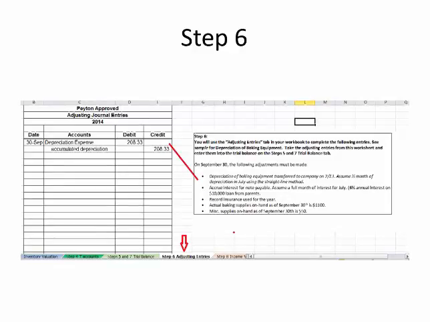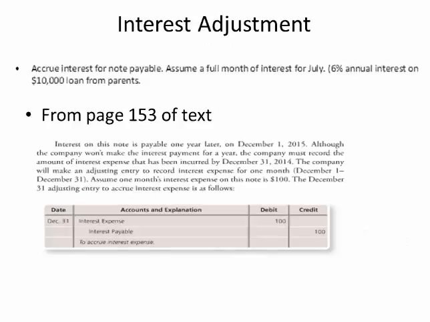Step 6 has you preparing adjusting entries. On the Step 6 page, you'll see the list of adjustments that need to be made. You'll also see that the first adjustment has been done for you. So let's take a look at the other adjustments. First is the interest adjustment. The case tells us that we're going to accrue the interest on the outstanding note payable. On page 153 of the text, there's an example of an interest accrual adjustment. All we need to know is the amount of the note, the interest rate, and how many months the note has been outstanding when we make the adjustment.